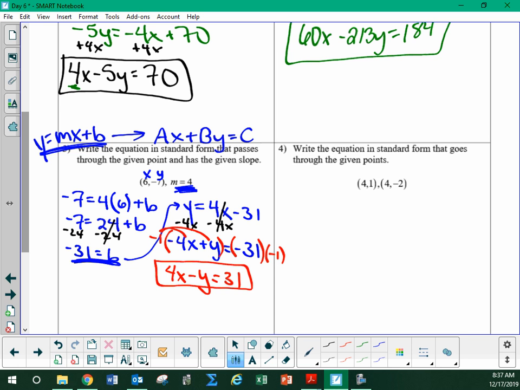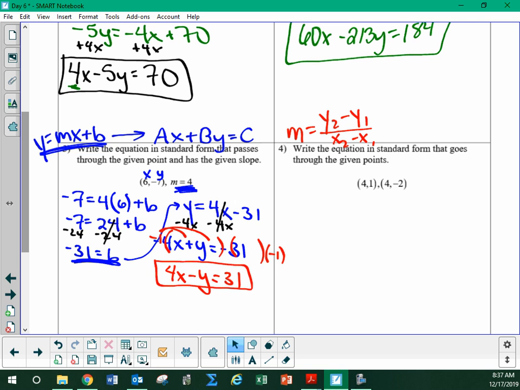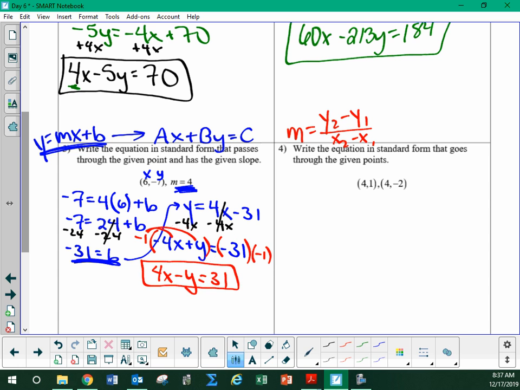Alright, so then number 4, again we have to write an equation, but they didn't give me slope this time. So now I have to find slope. So y2 minus y1 over x2 minus x1. So first I have to find my slope. We do -2 and -1. -2 minus 1 over 4 minus 4.